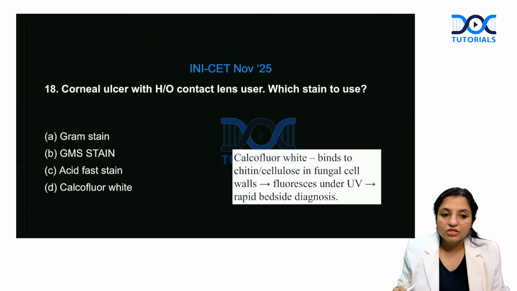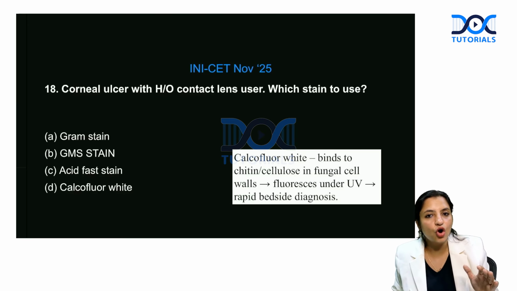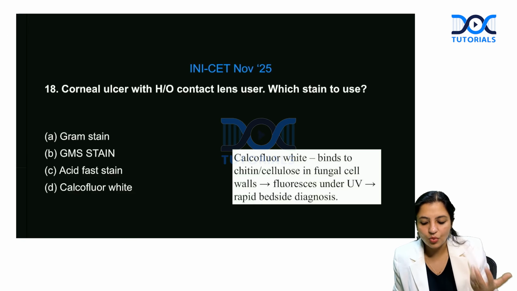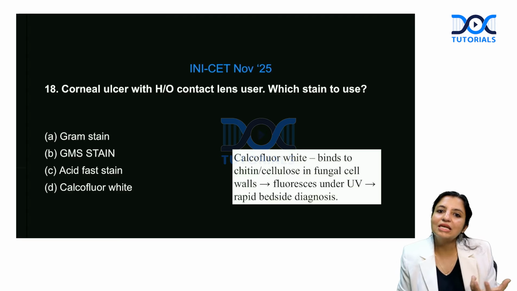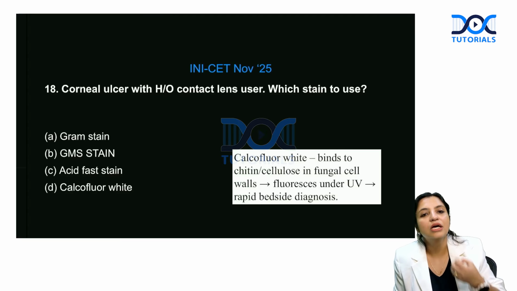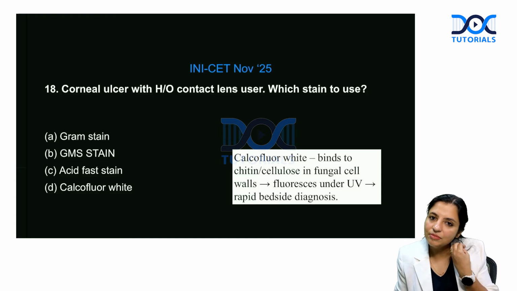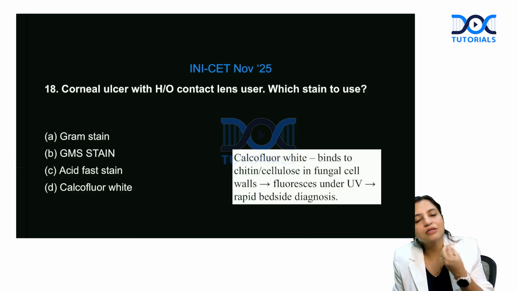Now look at this. This was another question that was given. A patient has a corneal ulcer and has a history of contact lens use. Which stain should be used? Whenever a person has a history of contact lens use, he can have fungal keratitis or acanthamoeba keratitis. So it can be any organism like a fungus or acanthamoeba.